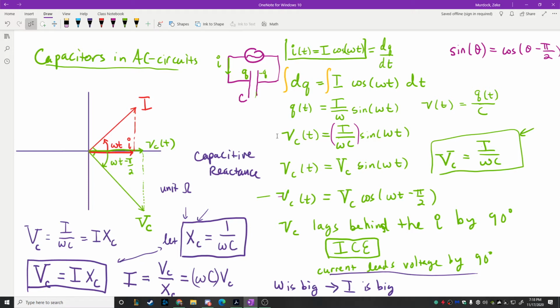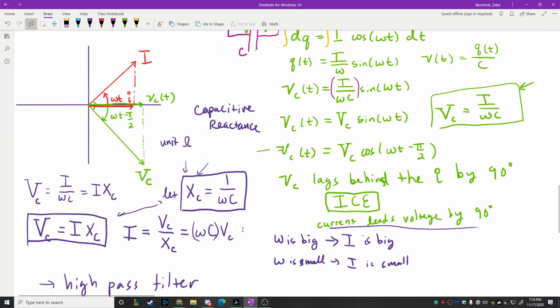Why would it be the case that when the frequency is big, the current's big? It's almost like a way of saying that when the frequency is big, the capacitor acts like a resistor that has really low resistance, right? Why is that? Why would the capacitor do more when the frequency is small than it does when the frequency is big?